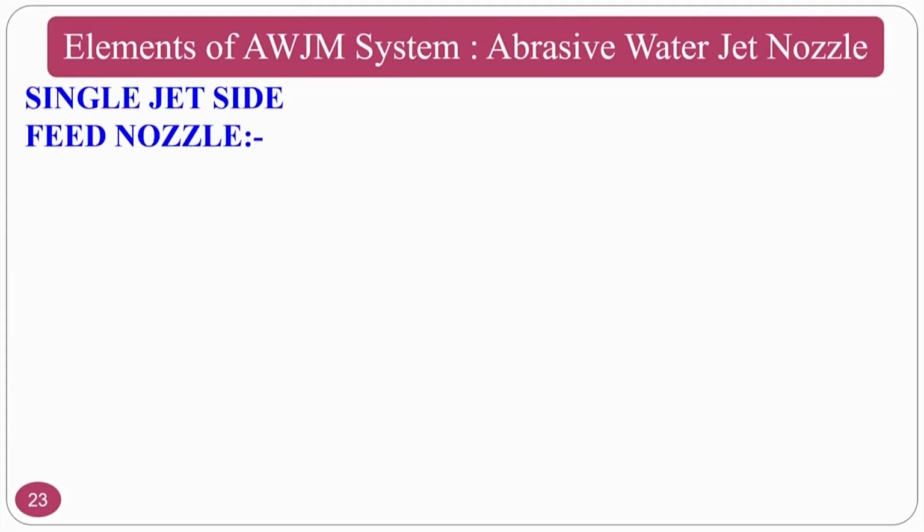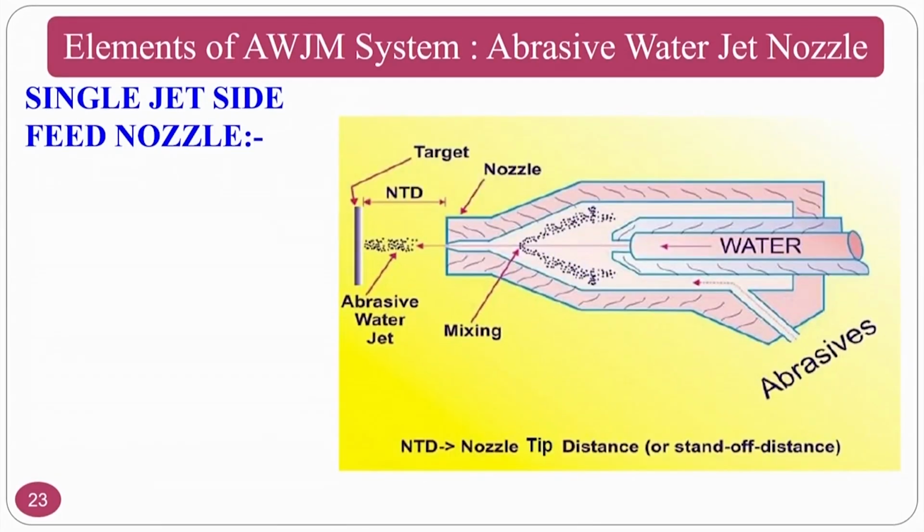The elements, another element is the abrasive water jet nozzle. If you see, there is the single jet side feed nozzle, that means that water is coming from here and the abrasive particles are fed from here. Okay. So, both are mixing in this area, you can see the mixing is taking place here and it is moving forward. So, the abrasive water jet is coming like this.